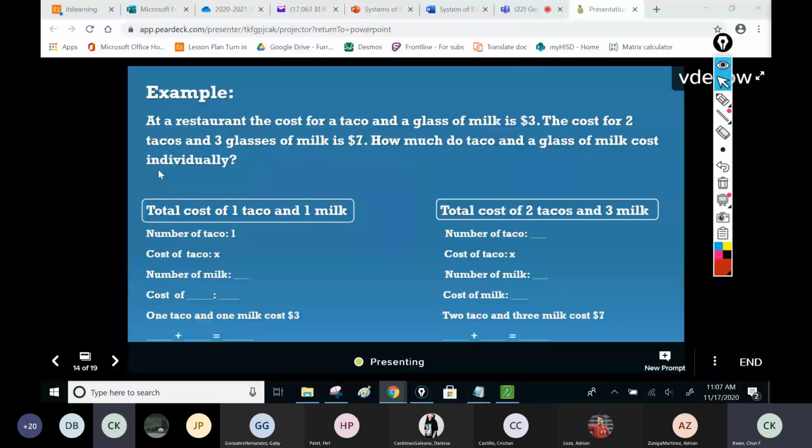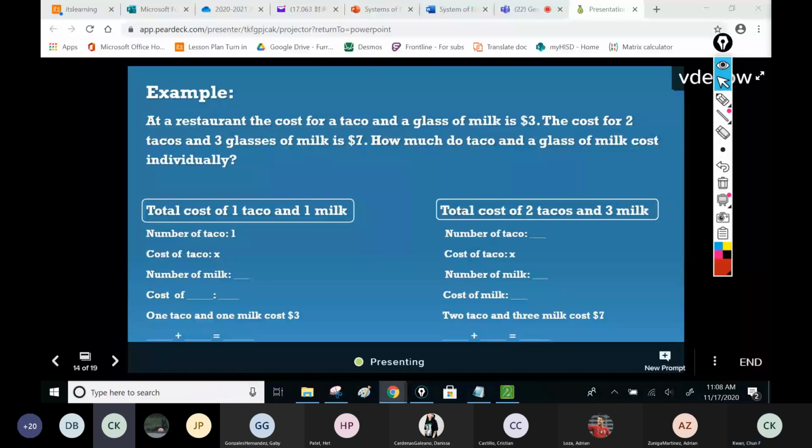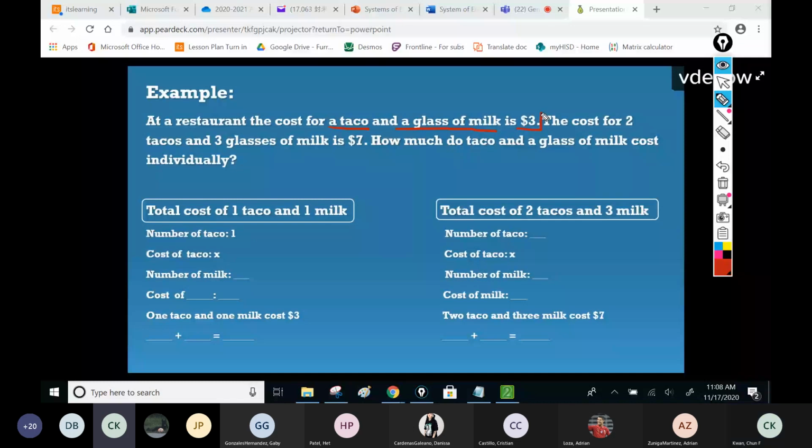So there are two statements in the problem, all right? It kind of gives you a clue, and you have to set up two equations based off of the two statements that you see in the problem. All right, so let's look at the first statement. It tells you that the cost for one taco and one glass of milk is $3. That's your first statement.